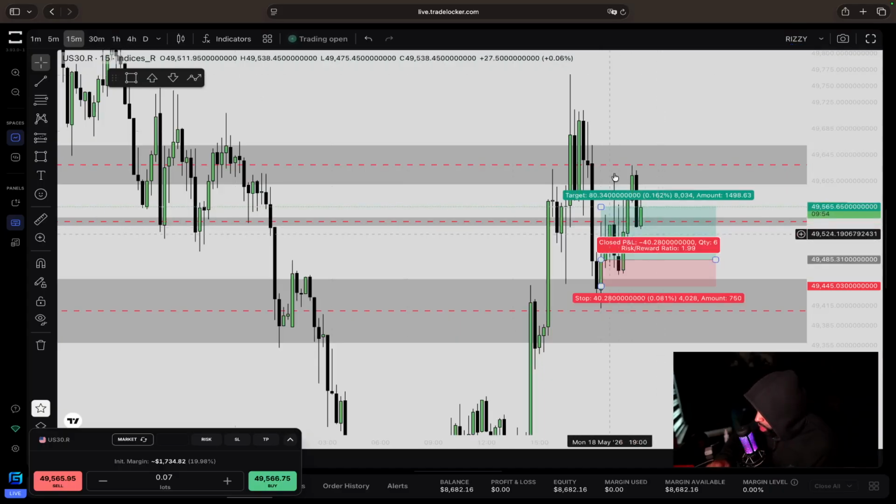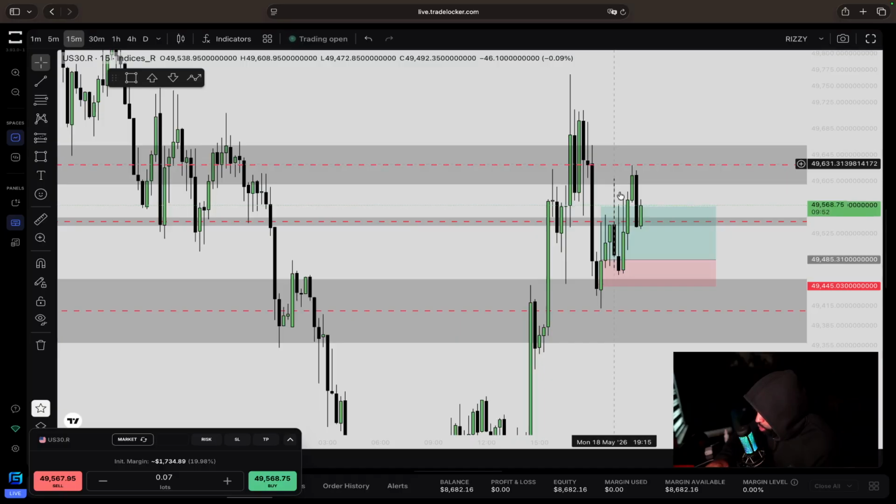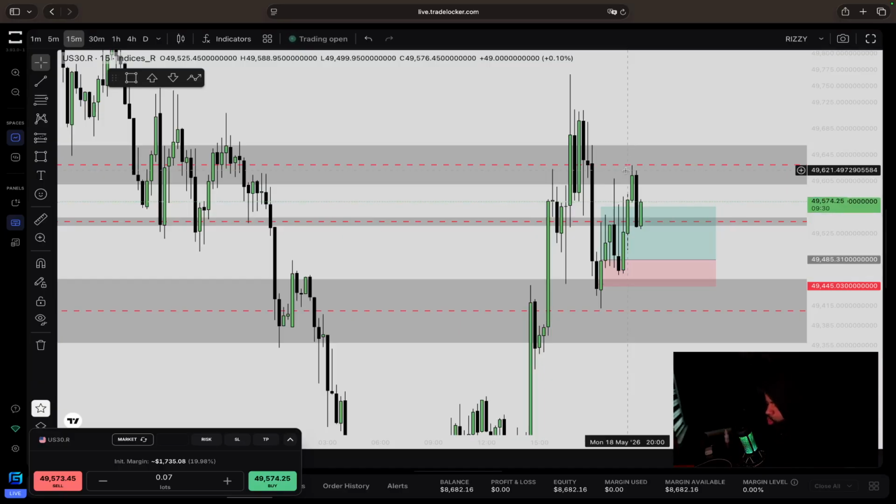Now I could have held this for longer and taken it to that top zone because basically we had a zone, and we could have taken it all the way back to the top zone. I'm just satisfied with taking a 1 to 2. I'm just in my 1 to 2 era right now. I like 1 to 2s. I think my win rate is a lot higher with 1 to 2s. I used to do 1 to 3s a lot. I feel like ever since I started doing 1 to 2s, I'm just winning a lot more.